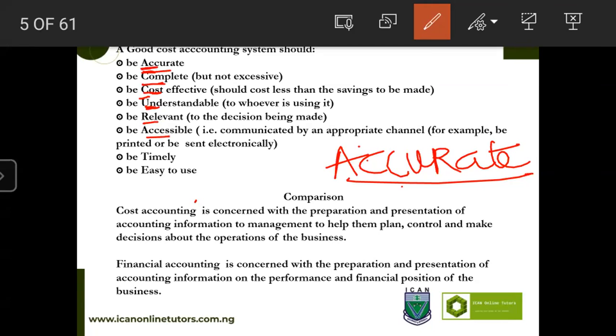That is, a good information system should be able to be communicated to everyone, and must be accessed by people. Part of the ATSWA ICAN exam, you all can get it because ICAN already published it and they also put it on their website.